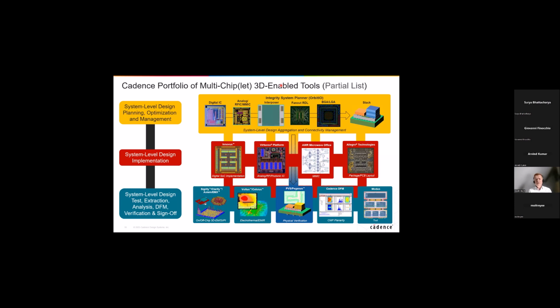The implementation tools on the chip side, digital implementation in Innovus, analog Virtuoso. We have an RF microwave application from AWR and all the Allegro technologies for package and PCB design. And on the bottom line, all the analysis capabilities, or a partial list of this. So you can imagine there are a lot of tools required to actually make sure that the design is done properly and in the correct way.